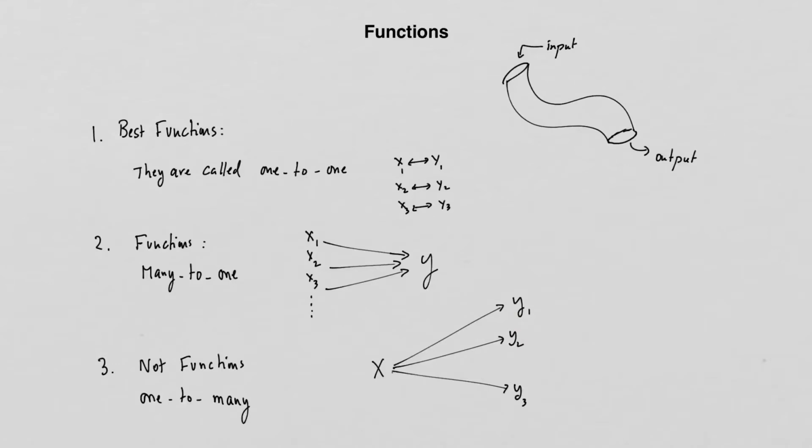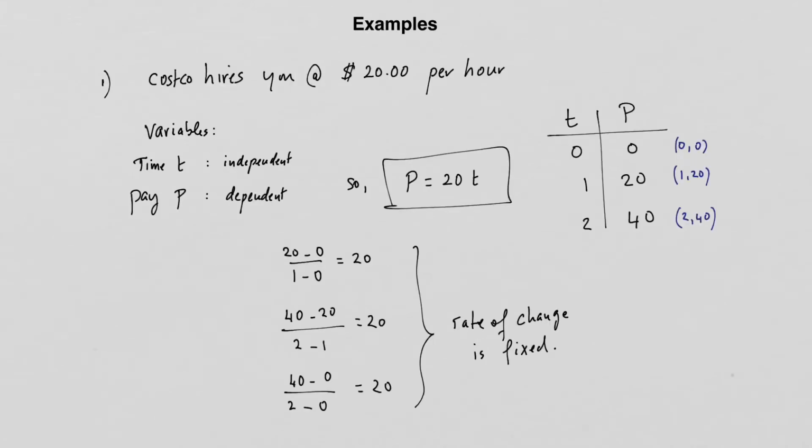All right. Now, a few examples we worked on very quickly. I'm not going to waste so much time. I said Costco hires you at $20 an hour, and I want to know the relationship between the variables. We decided that the variables have to be time and the pay. I call time t and the pay p. You've got to decide which is dependent on which. Clearly, the pay is going to depend on the time, right? If you work many hours, you'll get paid more, and so on and so forth. And you all told me that the pay is 20t.